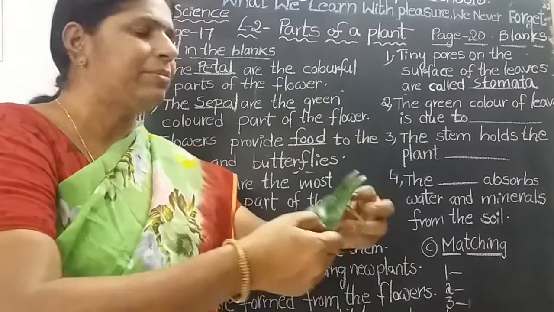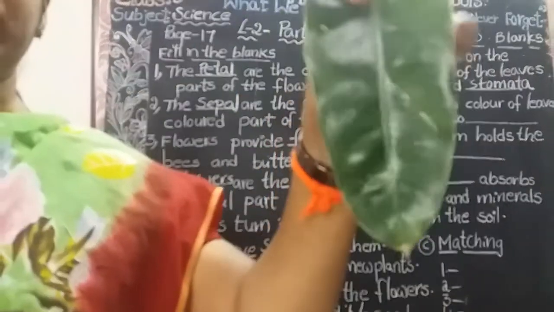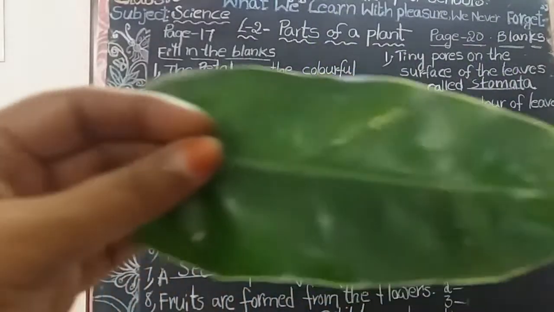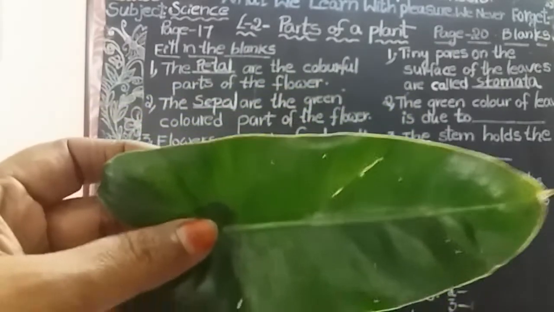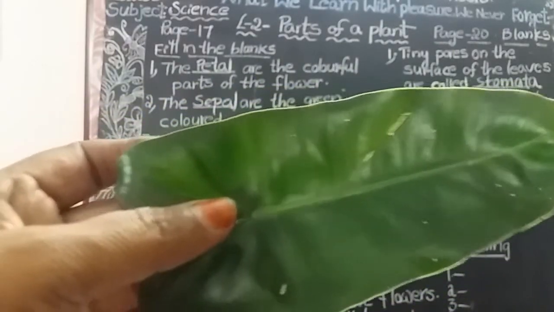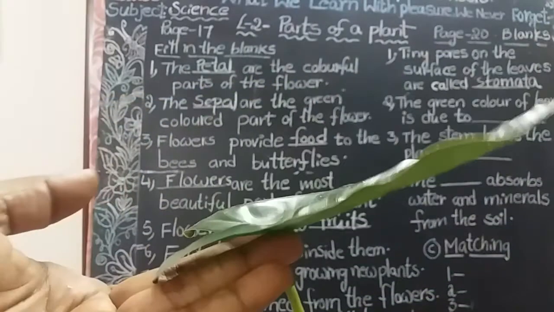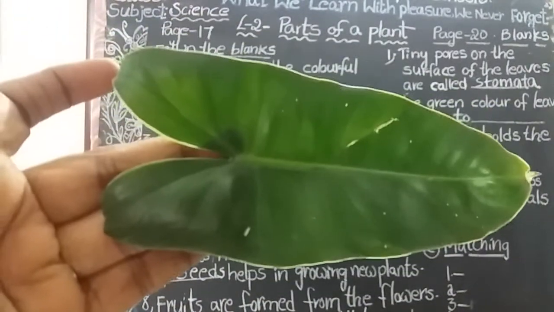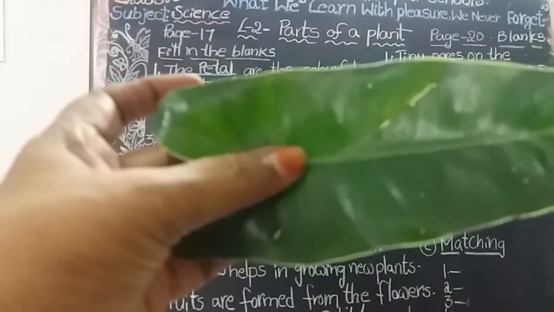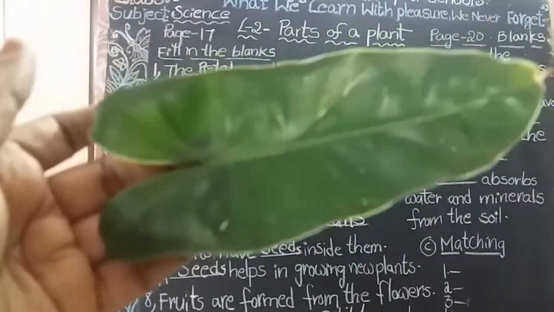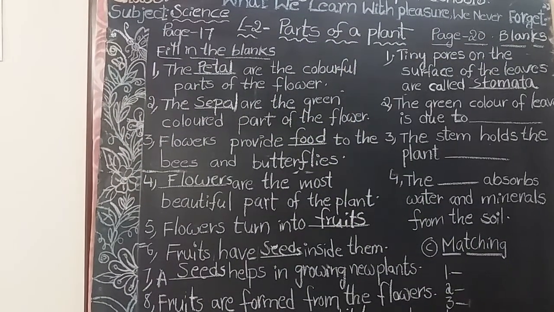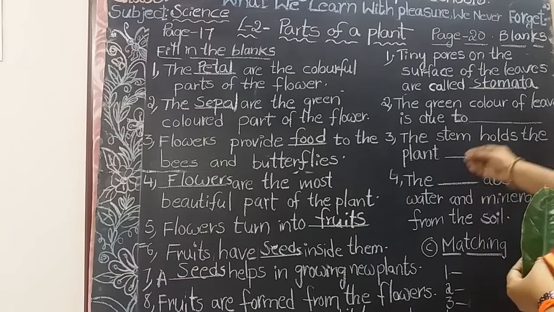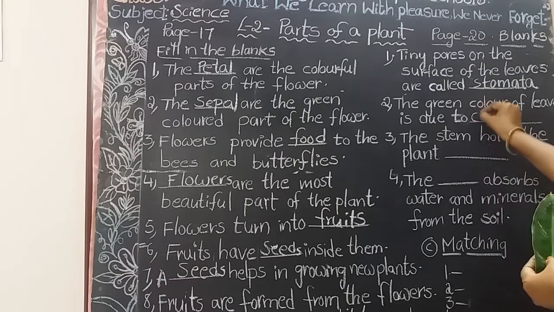The green color of the leaf. Why are the leaves green in color, amma? See the question number 2, page number 20. The green color of leaves is due to. Why are the leaves green color? Because of the green pigment present in the leaves. What is that? Chlorophyll. The green color of the leaf is due to chlorophyll.